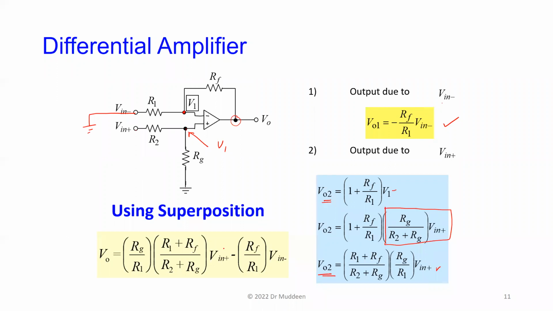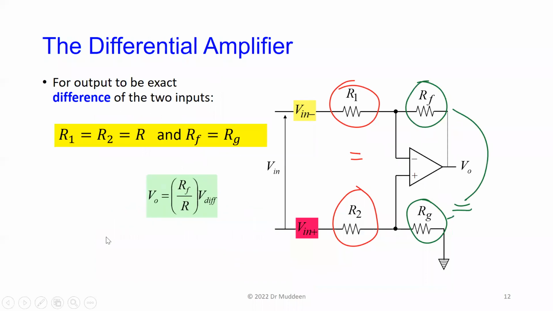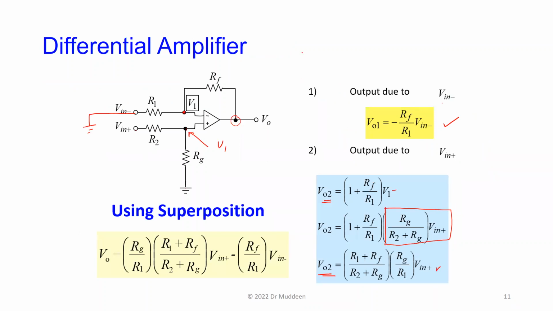Just a lot of subscripts around the place. Okay, so if you're all right with that, then what we also said is that if I wanted the output to be the exact difference of the two inputs, then actually what I could do is make all of these resistors equal, so R1, R2, RF, and RG are all equal. Then this whole factor here becomes 1, and this is also 1.